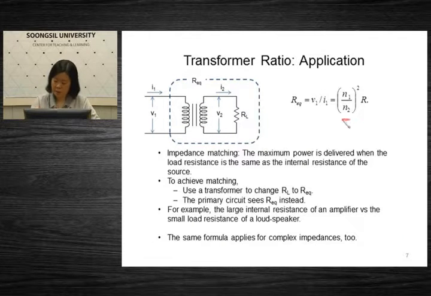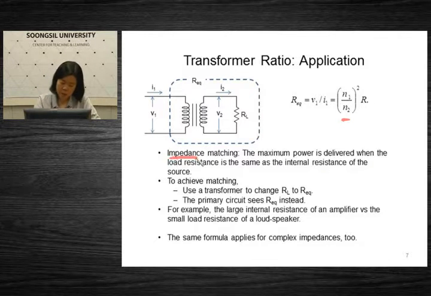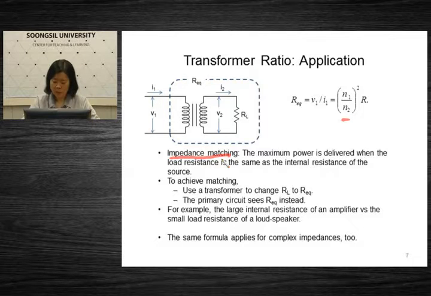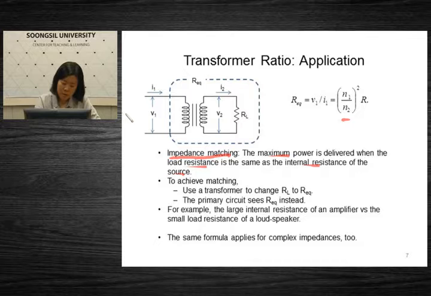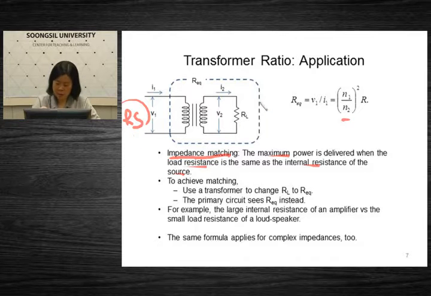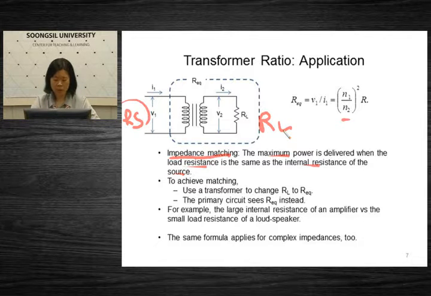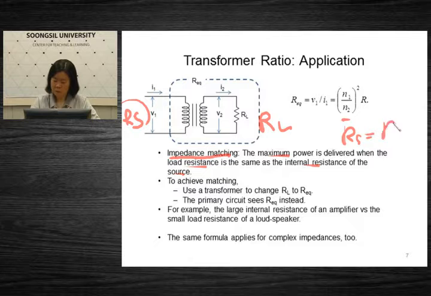So this has very useful applications. From time to time, you would hear impedance matching. Impedance matching means maximum power is delivered when the load resistance is the same as the internal resistance of the source. Now, the internal resistance of the source is from the primary circuit, RS. It's somewhere around here. The load resistance is this black box part. For the maximum power transfer, R source should be the same as RL.